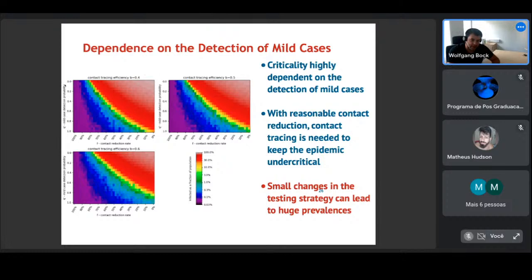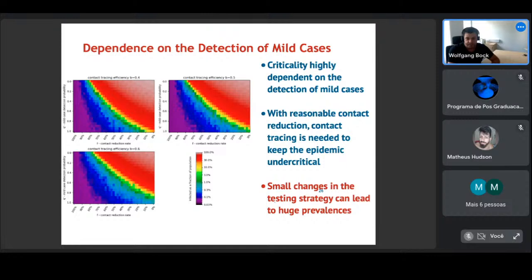So if this one is high, so if you find a lot of mild cases, you actually can almost live freely. So you see 0% means that we have no reduction. So you see that this mild case detection is actually what is playing a key role. So not really the contact tracing efficiency, but how many mild cases you find, because the mild cases are somewhat driving this. So you see there are a lot of asymptomatic infections, infections by asymptomatic people.